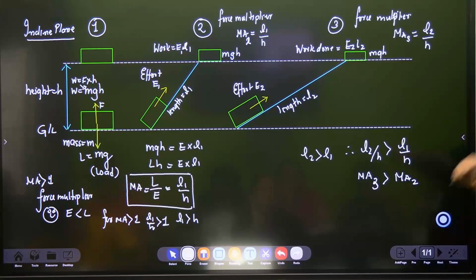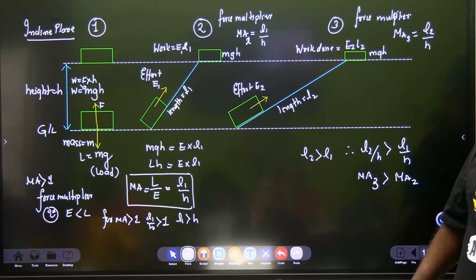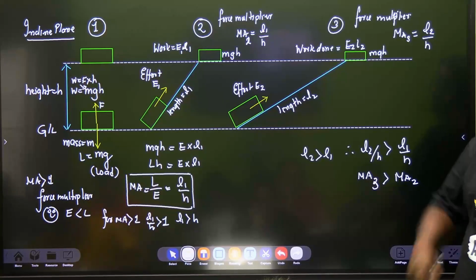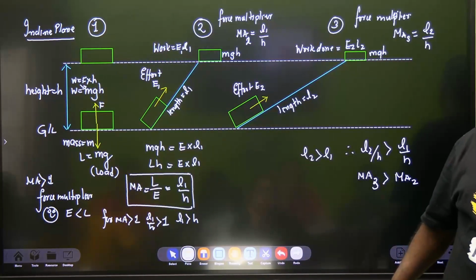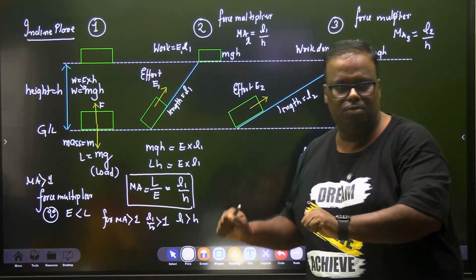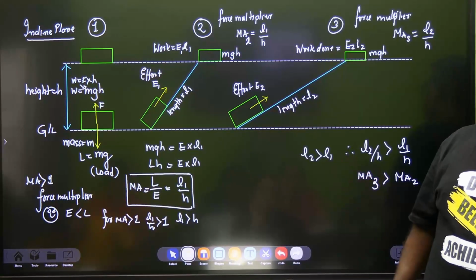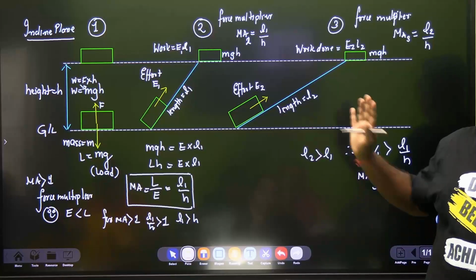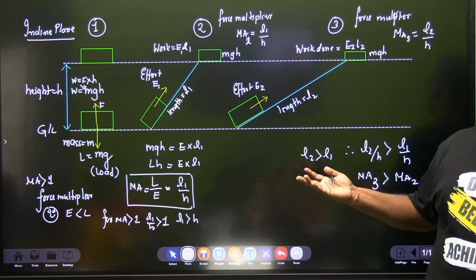So if you create a ramp, if you see in hospitals the ramp won't be very steep. They will be less steep, but they will be spread over a long distance. We don't mind walking more, or we don't mind pushing the patient more, but it should be easy to move the patient. Understood? This is all about inclined plane. And now you can do all types of problems.